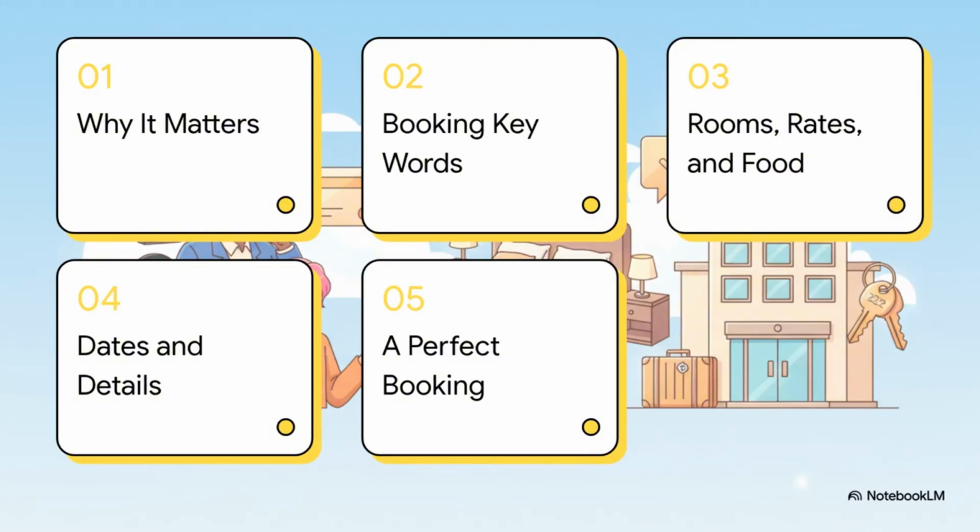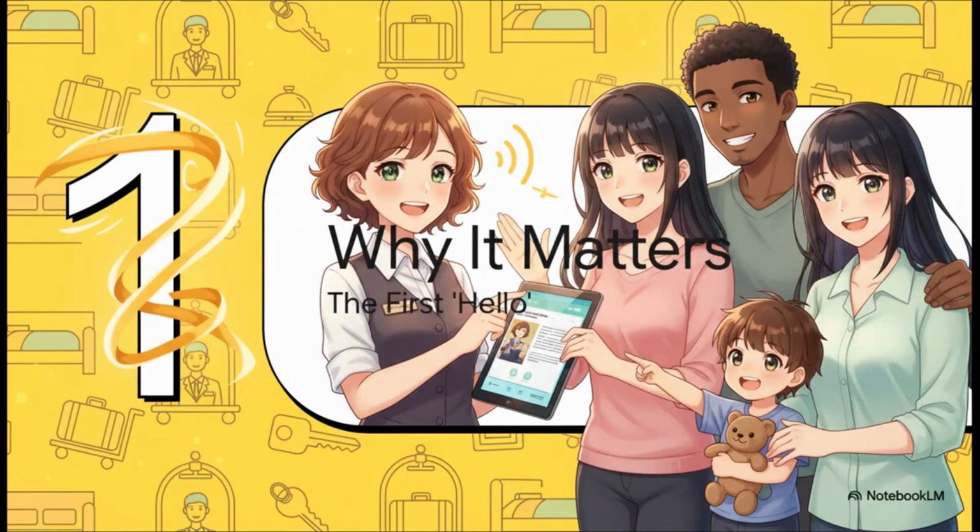Okay, so here's what we'll be looking at. We've got 5 simple parts. We'll start with why it matters. Then, we'll jump into some booking keywords. After that, it's all about rooms, rates, and food. Then we'll cover dates and details. And finally, we'll put it all together to make a perfect booking. All right, let's dive into our first section, why it matters.